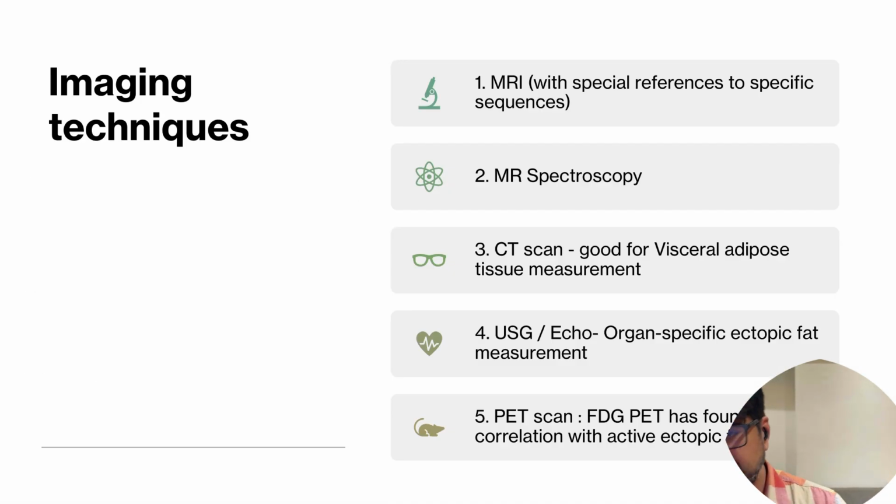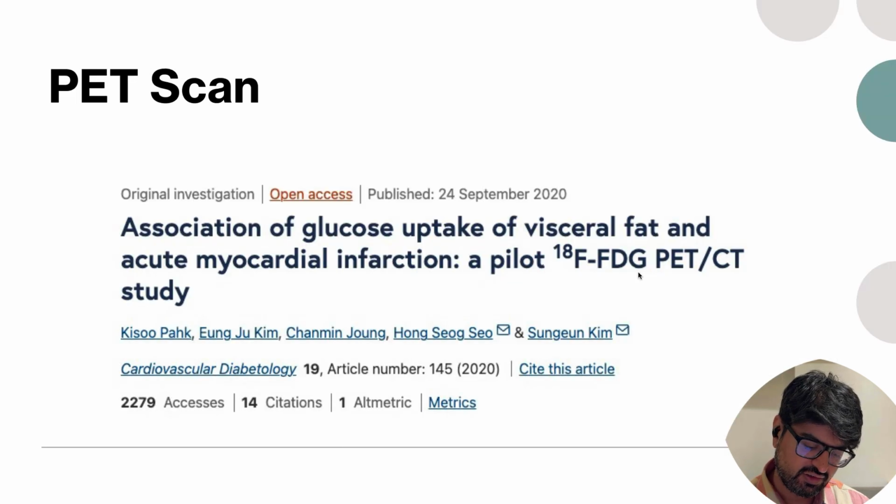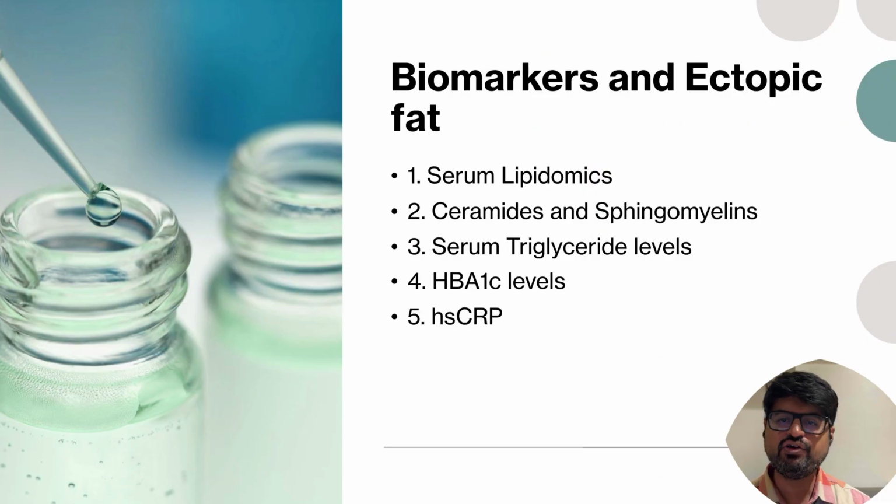Now you can do certain imaging to measure the ectopic fat: MRI, MR spectroscopy, CT scan, sometimes USG, right? You can do certain types of PET scans also. So these are all imaging techniques. Of course, you are not going to do that as a part of routine practice. You can do it mainly for clinical studies, okay? And then you can measure ectopic fat using various lab reports.